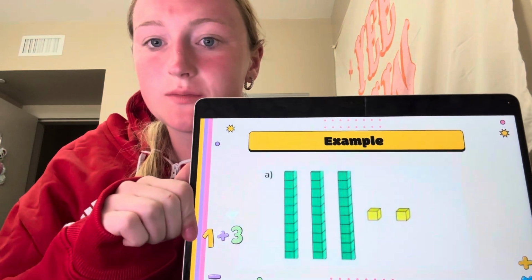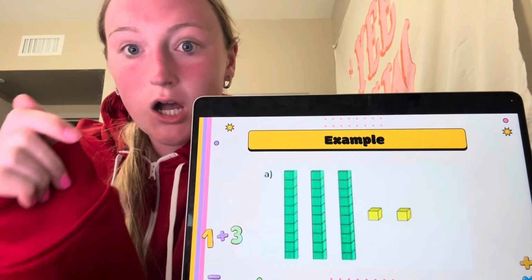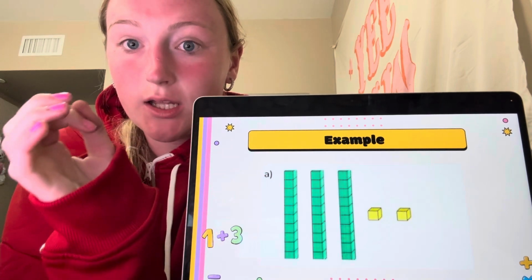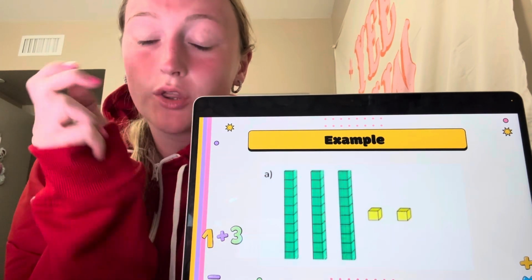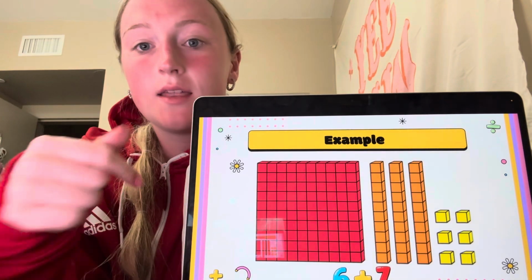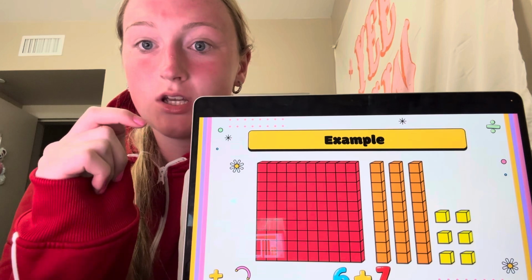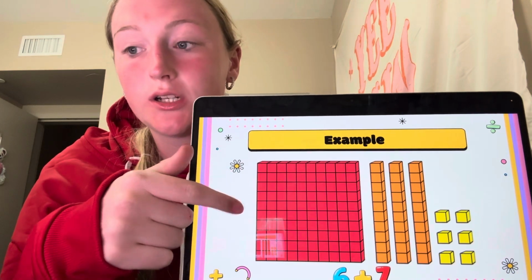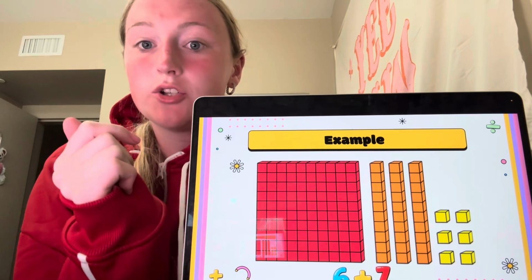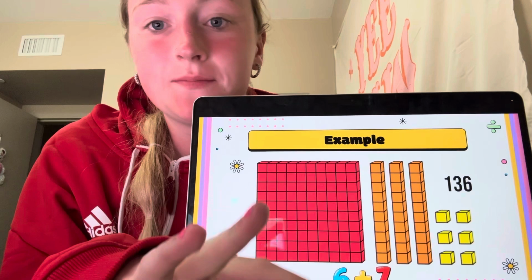So some examples, we're gonna do this one first. There's 3 rods and 2 units. So 3 rods equals 30 and 2 units is 2. So 30 plus 2 would be 32. The next example has 1 flat, 3 rods, and 6 units. So 1 flat is 100, 3 rods is 30, and 6 units is 6. So 100 plus 30 plus 6 would be 136.